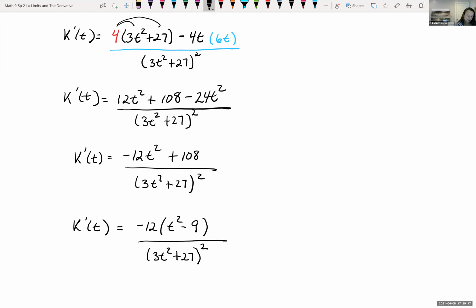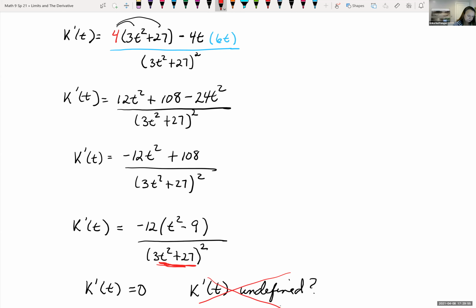So all over the denominator quantity squared. Okay, so we've taken the derivative. We want to find our critical number. So we're looking at when is k prime of t equal to 0 and where is k prime of t undefined, if it is. Well, we actually know that it's defined everywhere because we just showed above that 3t squared plus 27 never was equal to 0. So it's defined everywhere. So we don't have to worry about that.